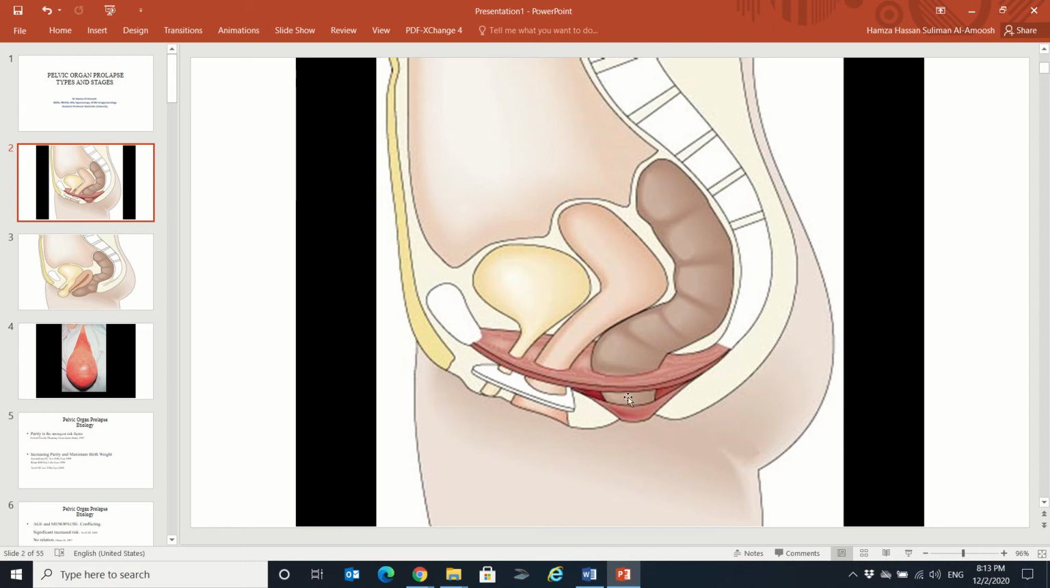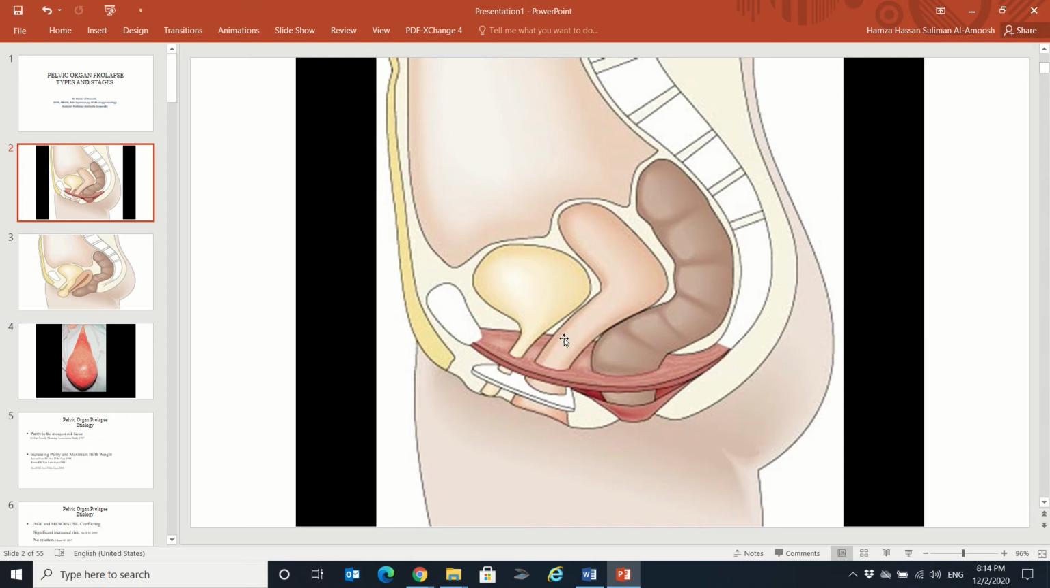Now, the area between the opening of the anus and the vagina consists of some muscles called the perineal body. As you see, the genital organs are sitting on the pelvis on a firm ground consisting of the pelvic floor muscles and the perineal body. This is the ground where the vagina is sitting on.